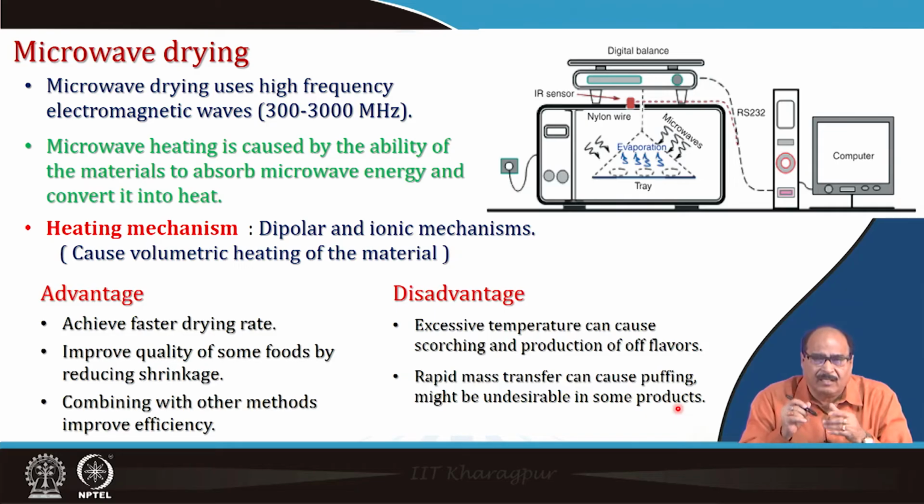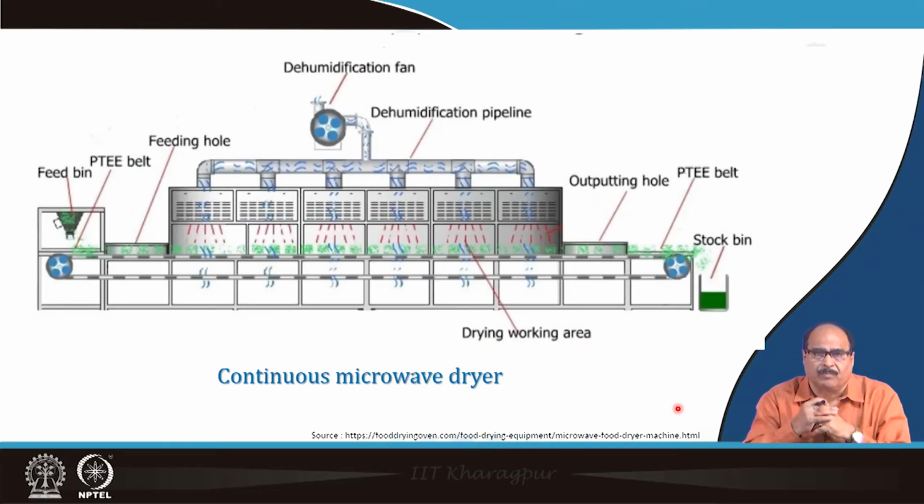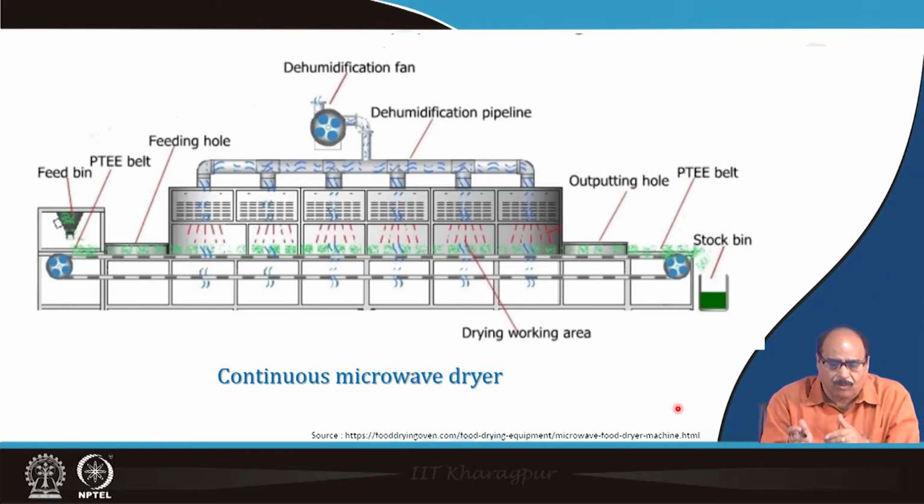However, there are also some disadvantages. One has to control the temperature, because it can go very high, and excessive temperature can cause scorching of the products, and there may be off-flavor development, etc. Even rapid mass transfer can cause puffing, which might be undesirable for some products. So the microwave energy given in the drying must be properly controlled, so that the temperature does not rise too much.